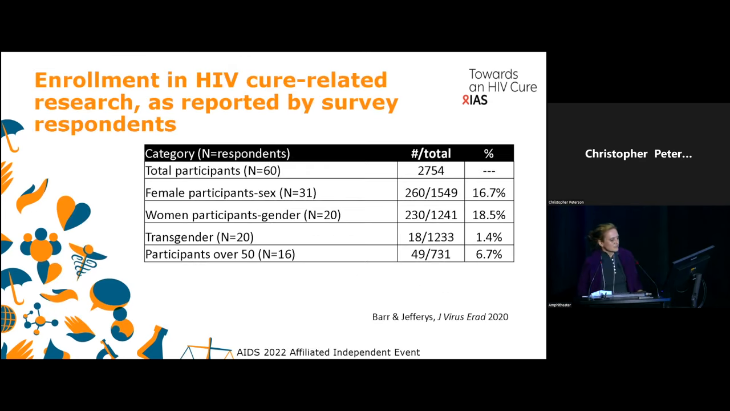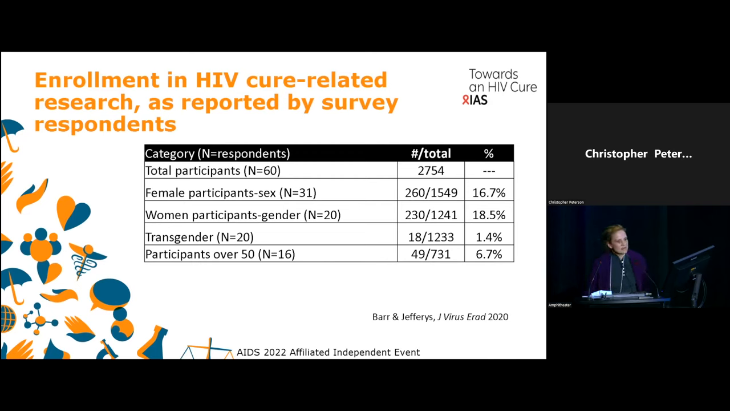I want to talk through this table and the table on the next slide. So, in the survey of researchers, we asked them to report the current enrollment in their studies. So this was studies that were in many cases open, had just started enrolling or were currently enrolling. And the number in parentheses in the first column is the number of researchers who were able to provide that data. So 60 respondents to our survey told us how many people were currently enrolled in their studies. 31 people told us how many of the people enrolled in their studies were female. So that was 16.7% of participants.